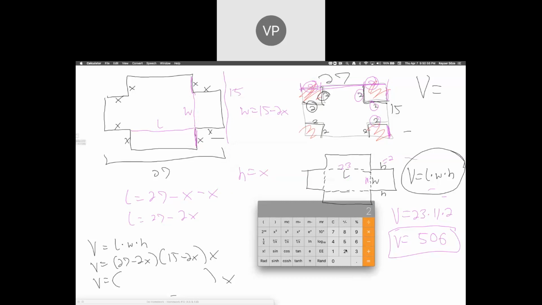So 27 times 15. If you can do it in your head, good. If not, you better use a calculator. We get 405. Now outside we get a minus 54x, and inside we have a minus 30x, and the last term is a positive 4x squared.